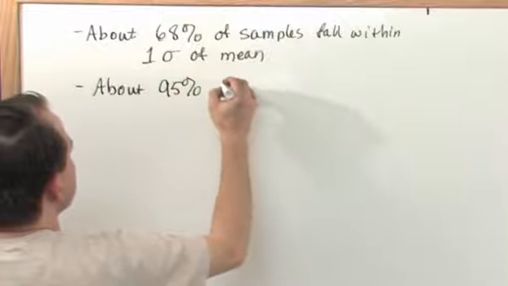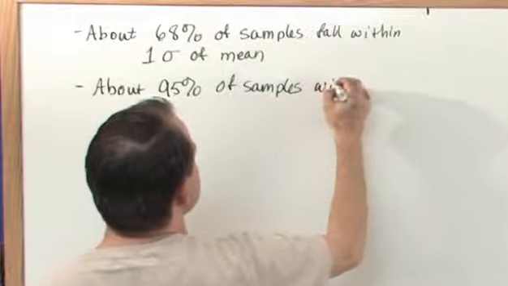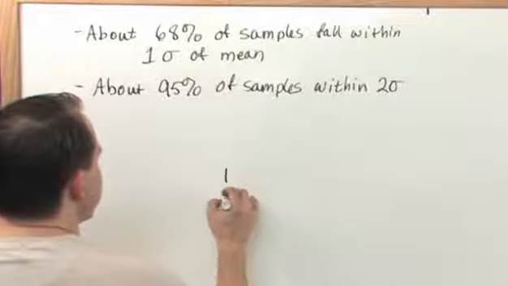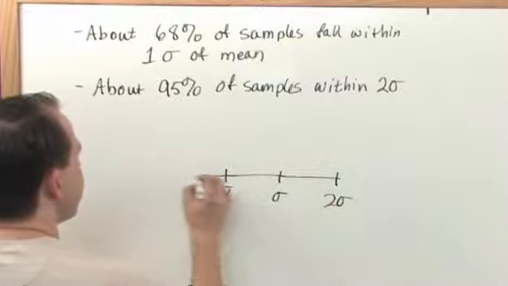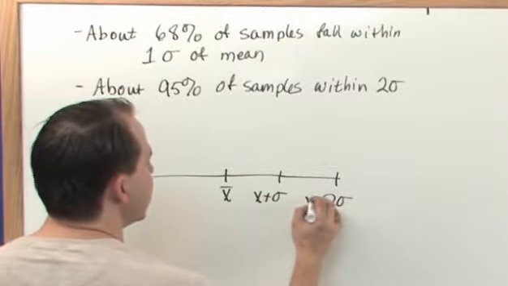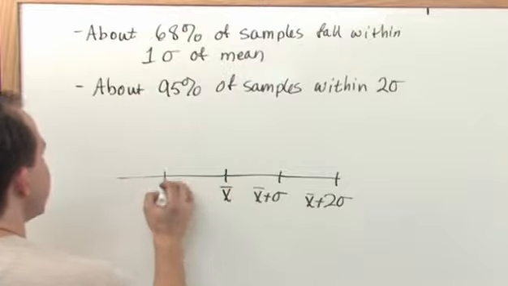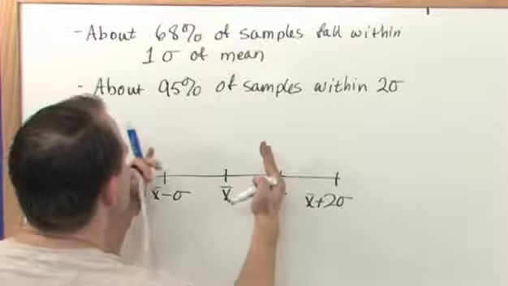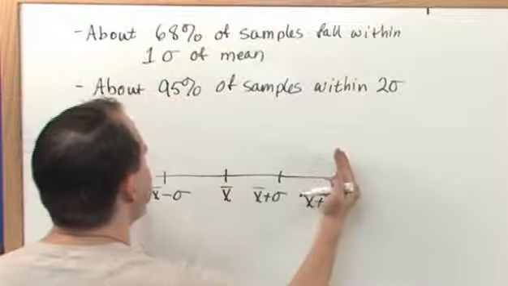About 95% of the samples are within 2 sigma. So if this is 1 sigma, then this is 2 sigma. This is the mean plus 1 sigma, and this is the mean plus 2 sigma. That's all it is. And then you have the same thing here: the mean minus 1 sigma and the mean minus 2 sigma. Okay? So if 68% fall within here, then if you expand that envelope to 2 sigma, almost all of your samples fall within that.